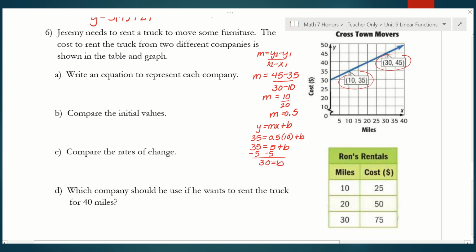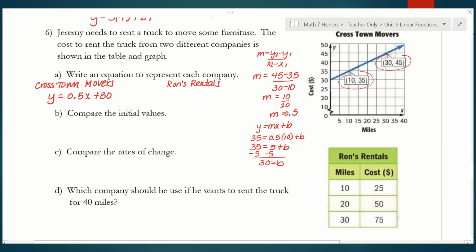So perfect, just what we thought, but again, very important to prove that because it could have been 31, it could have been 29, it's really hard to see. So I am going to put for Crosstown Movers, and my equation is y equals 0.5x plus 30. And so now we have to do the same for Ron's Rentals.